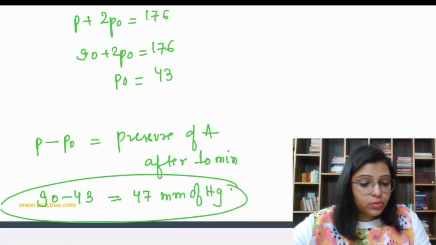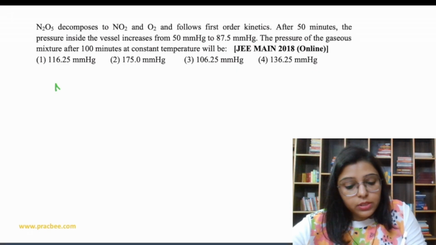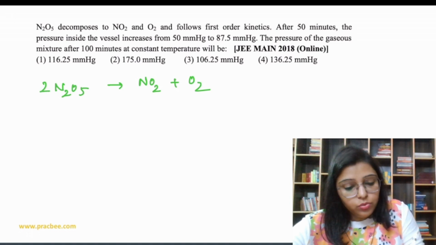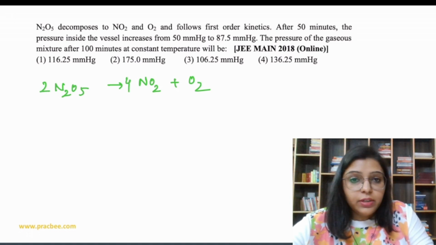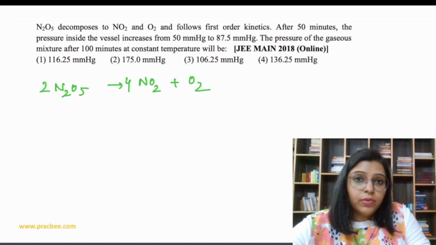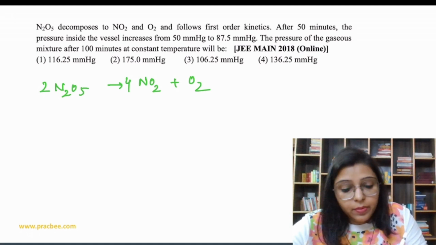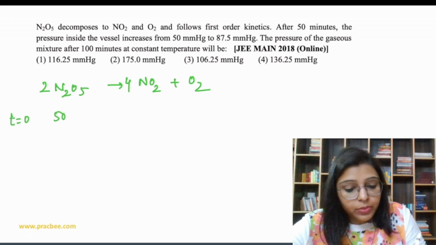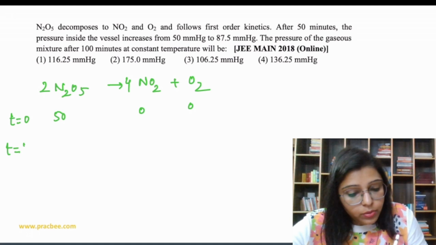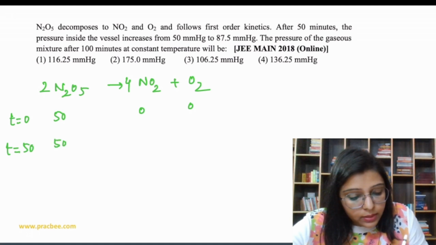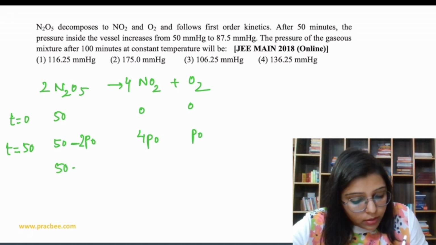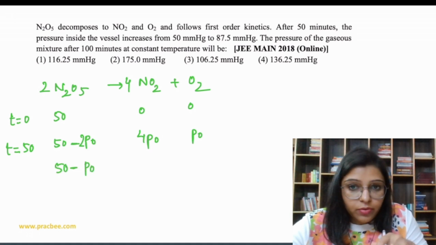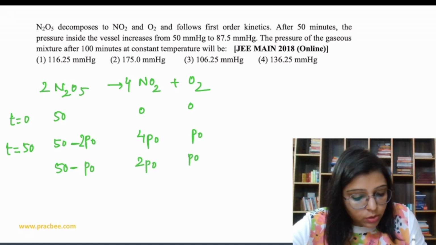Okay. Now let's do the next question. N2O5 decomposes into NO2 and O2. So basically 2, 4. Fine. After 50 minutes, the pressure inside the vessel increases from 50 mm of Hg to 87.5 mm of Hg. So at t is equal to 0, we have 50 mm. Starting at 0, after 50 minutes, it is 50 minus P naught. We can write 2P naught. So this is 4P naught and this is P naught. But I'm going to write with respect to this: 50 minus P naught.